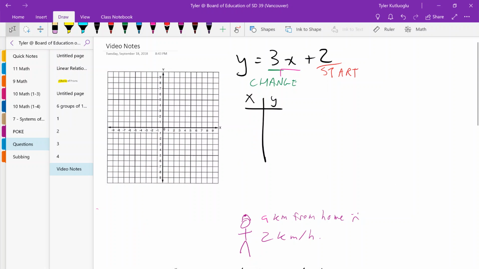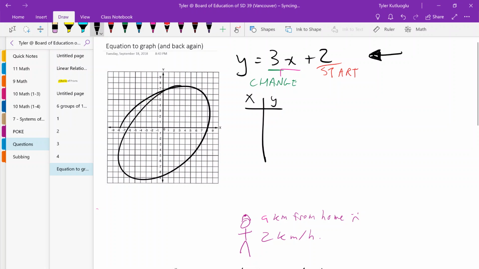All right, so today we're going to be looking at how to take an equation. Let's write this as the actual title: Equation to graph and back again. The idea is that if we get given an equation, which we've worked with a lot, we need to be able to graph it. Or if we get a line on a graph, we need to be able to write what the equation is.